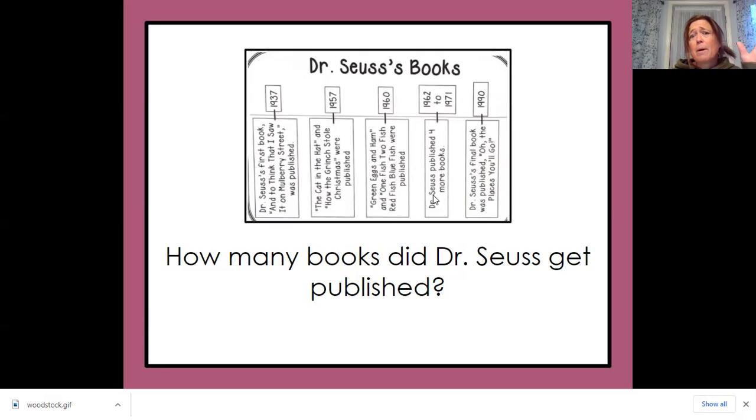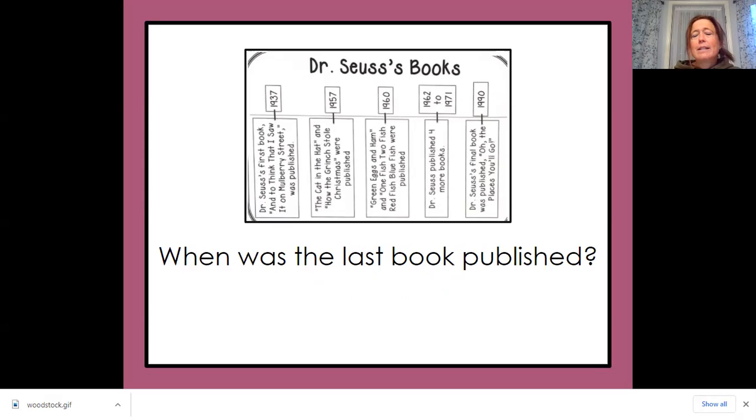Then we have Dr. Seuss published 4 more books. That's 9. And then Dr. Seuss's final book was published, Oh, the Places You Will Go. So as far as our timeline speaks of, we have 10 books that he had published. When was the last book published? It says here, Dr. Seuss's final, which is another word for last, book was published, Oh, the Places You'll Go. So that would have been 1990.